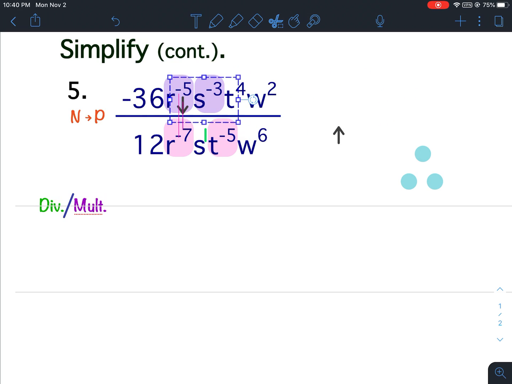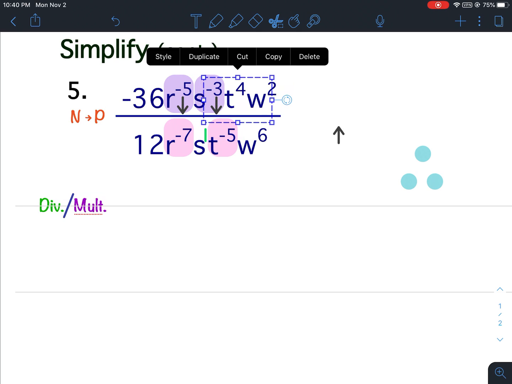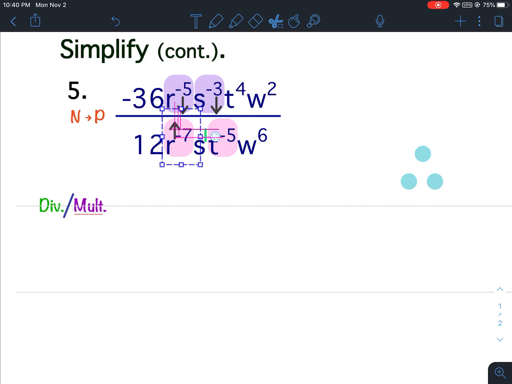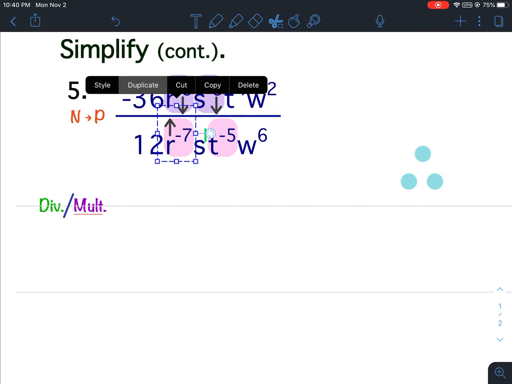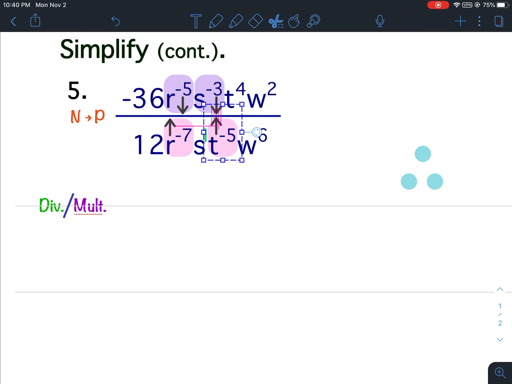So, for the terms in the numerator, they will get moved to the denominator. And the ones in the denominator will get moved to the numerator. If it's not highlighted, it's not moving. Again, if it's not highlighted, it's not moving. The best way to do this is first write down what is staying and kind of space things out. It makes it a little bit easier.